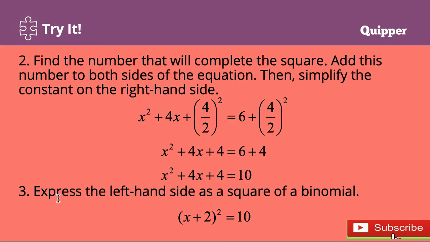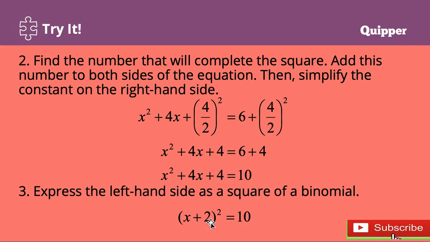And third, express the left-hand side as a square of a binomial. Since this is already the perfect square trinomial, from an incomplete quadratic equation, we transform it into a perfect square trinomial by completing the square. So we are expecting that the factors must be of this form, since it is already a perfect square trinomial. So the factor of x squared plus 4x plus 4 is equal to the square of x plus 2.